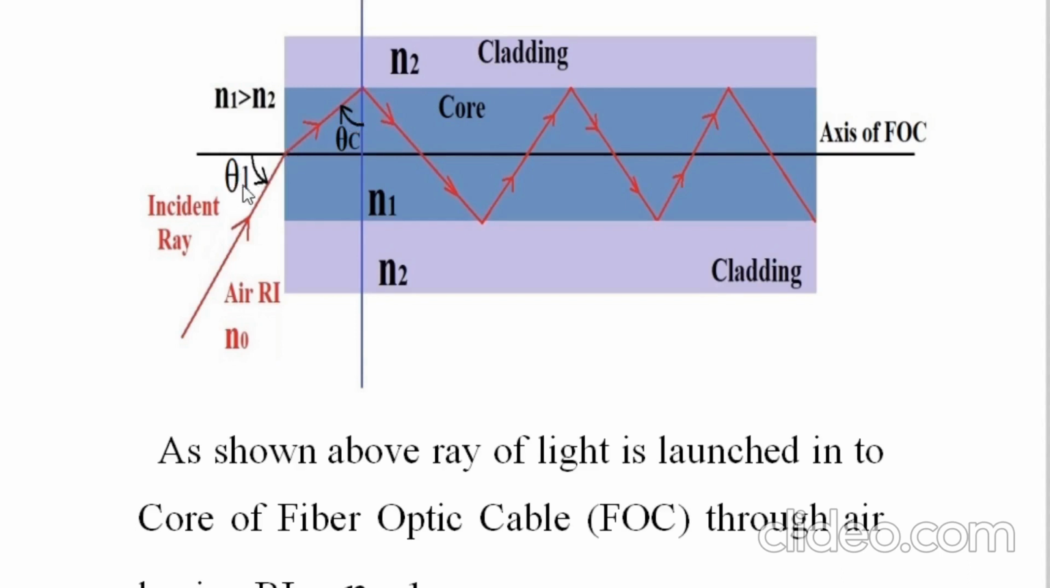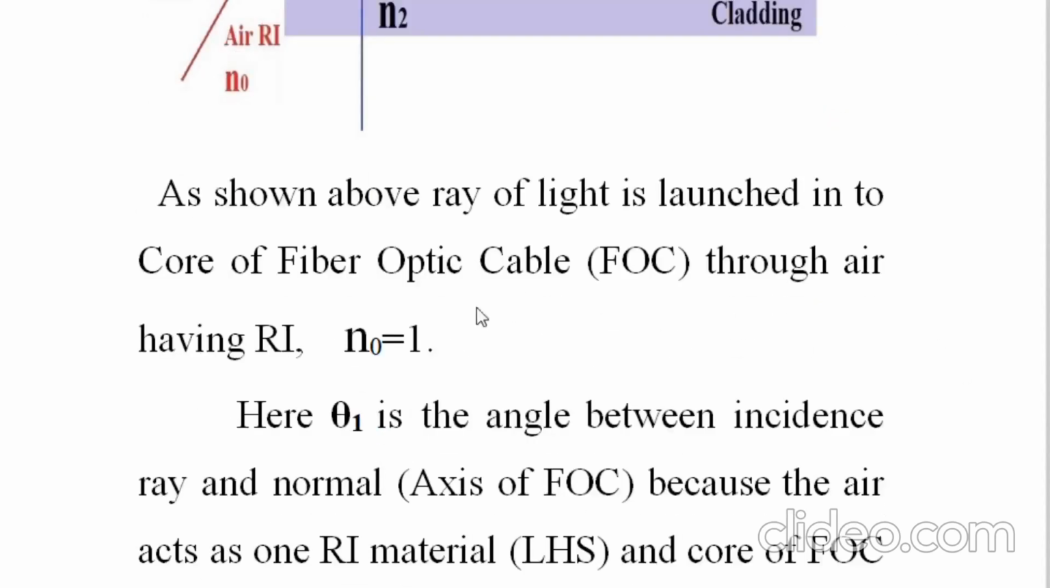Otherwise, if suppose this theta 1 is not allowing this ray to refract with angle 90 degree, then this angle will be something different, and this will not be theta C. Therefore, let us consider that this theta 1 is an angle such that when the ray enters into the core material and strikes at the junction of core and cladding, at that time the refracted ray is having an angle with the normal of 90 degree. Therefore, refraction is zero and reflection is maximum. And that angle is called critical angle theta C. And whatever I have explained to you is given here as shown above. Ray of light is launched into the core of fiber optic cable.